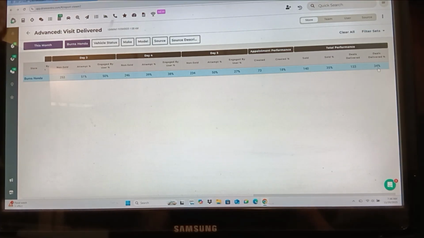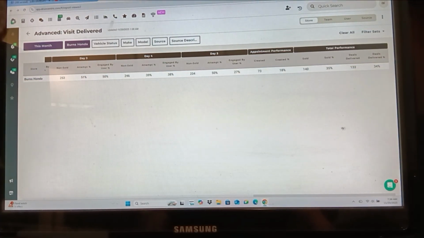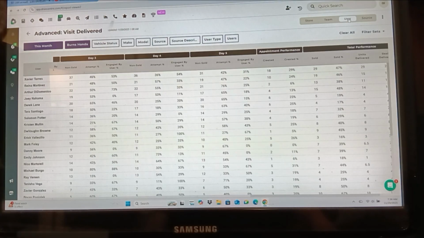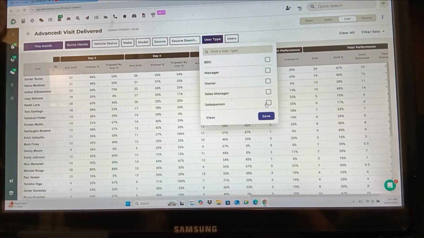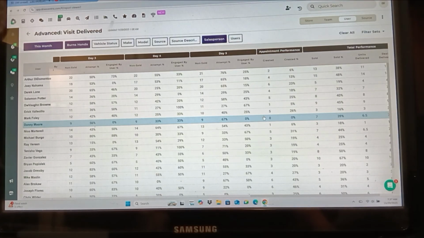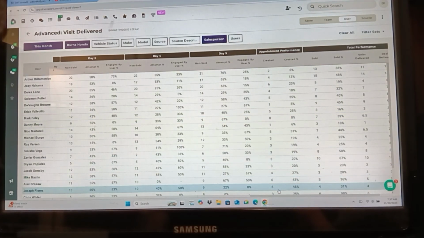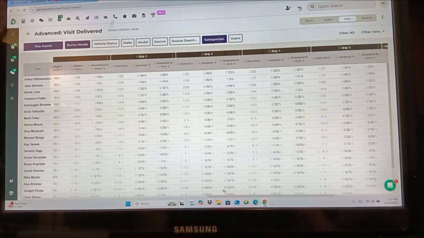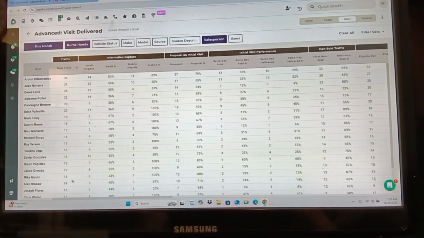Now, if you want to look at that individually, what you can do is go over here and click on user, then come over here and click on user type, and click on salesperson and then save. So what that will do is give you the breakdown by salesperson on all this information.